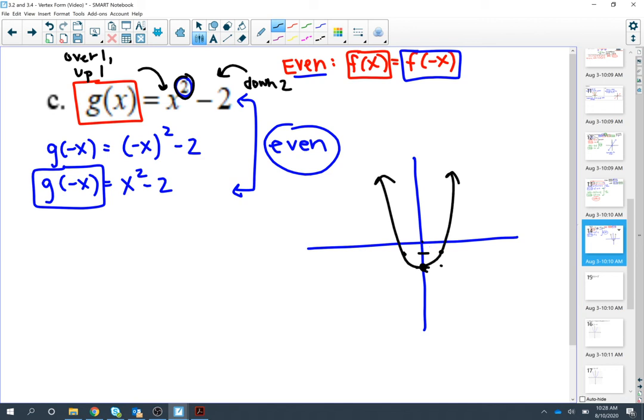Now, if it's even, which we just said it was, it should be symmetric to the y-axis. Meaning, can you fold it over the y-axis and have it land right on top of itself? And the answer is yes. So this is definitely an even graph.